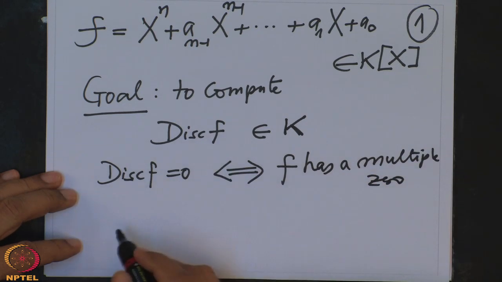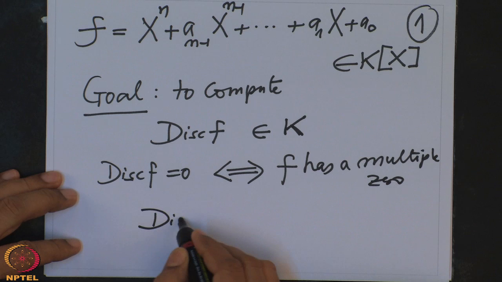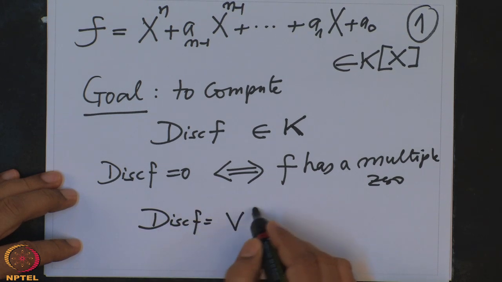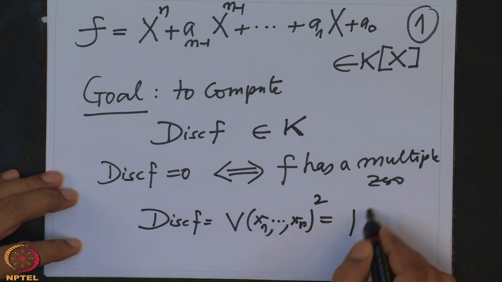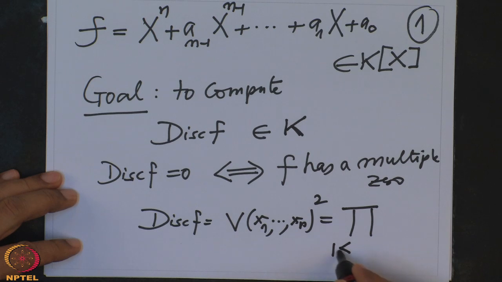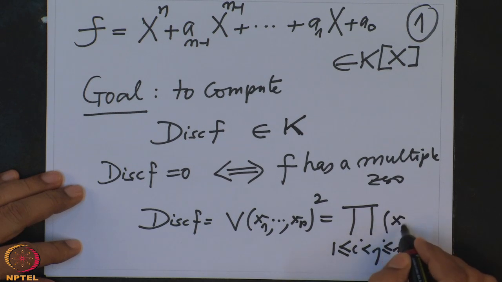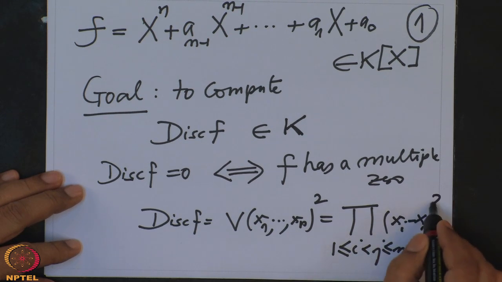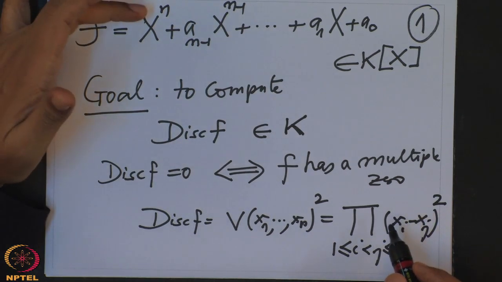In fact, we know the formula for the discriminant in terms of the roots, that is, discriminant of f equals the Vandermonde of x1 to xn, squared. This Vandermonde is the product over 1 less than or equal to i less than j less than or equal to n of (xi minus xj), whole square. So if you want to compute this, it is a horrendous job, because given a polynomial of very high degree, it will be nearly impossible to compute all the zeros. Okay, so here is the recipe.